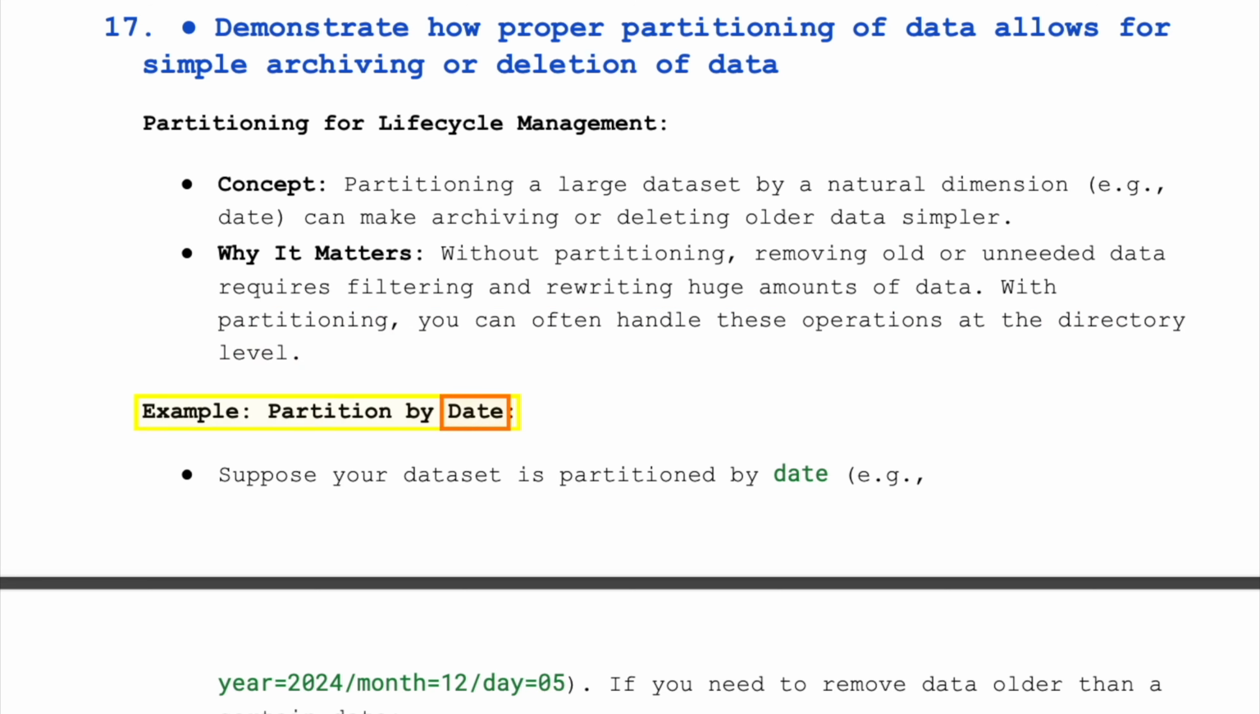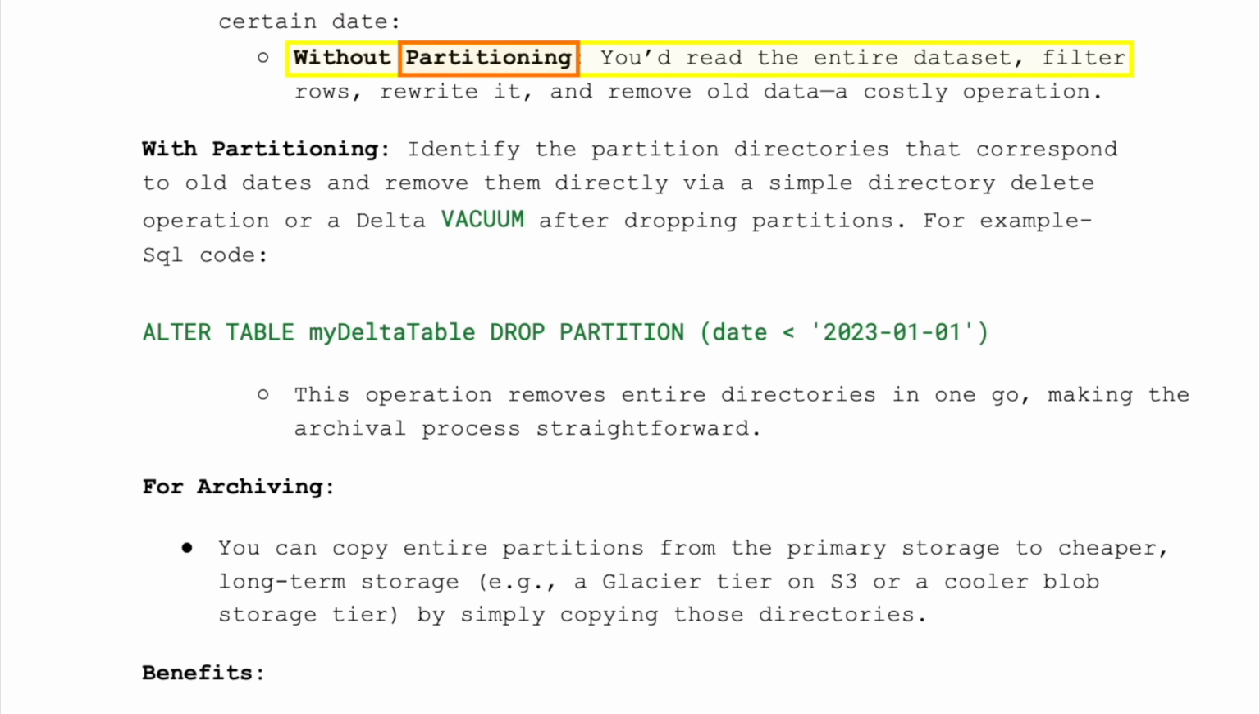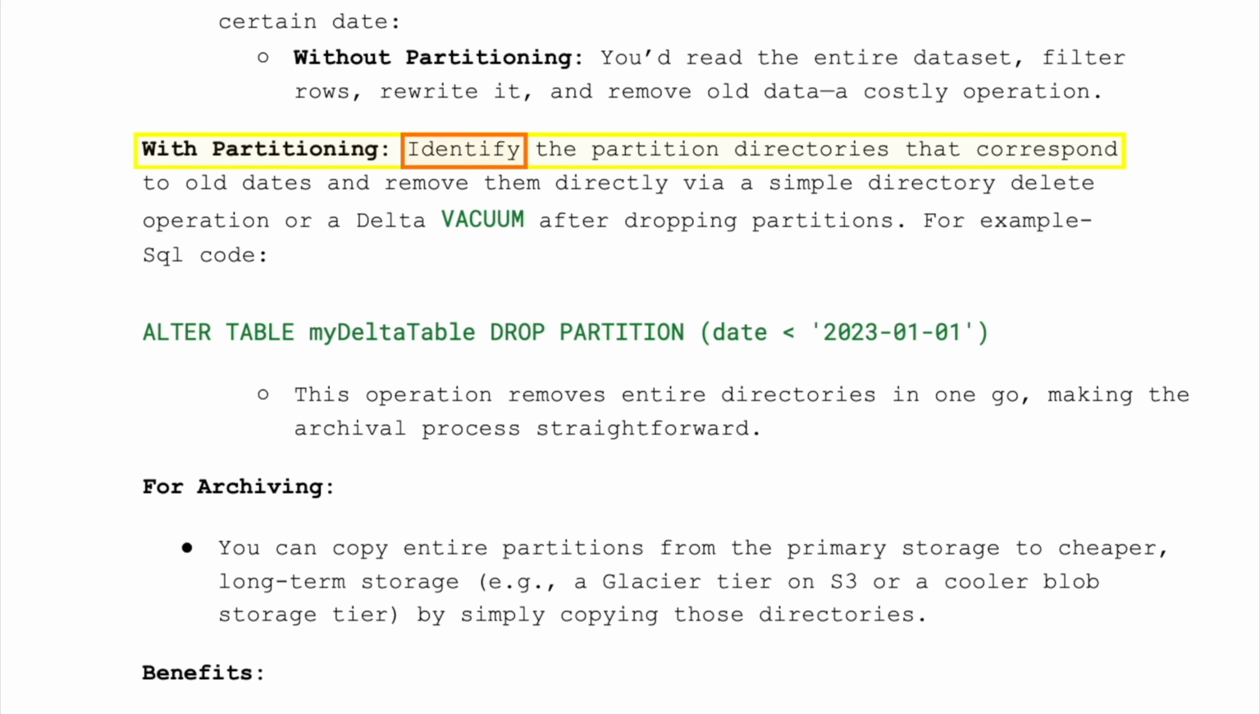Example, partition by date. Suppose your dataset is partitioned by date, for example, year=2024/month=12/day=05. If you need to remove data older than a certain date without partitioning, you would read the entire dataset, filter rows, rewrite it, and remove old data, a costly operation. With partitioning, identify the partition directories that correspond to old dates and remove them directly via a simple directory delete operation or a Delta VACUUM after dropping partitions.